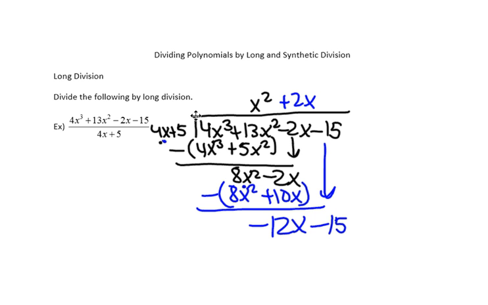So now I ask myself, what do I multiply this term by to get this term here? Well, that's negative 3. So negative 3 times 4x is negative 12x, and negative 3 times 5 is negative 15. Subtract. Now, this is nice. There is no remainder for this.